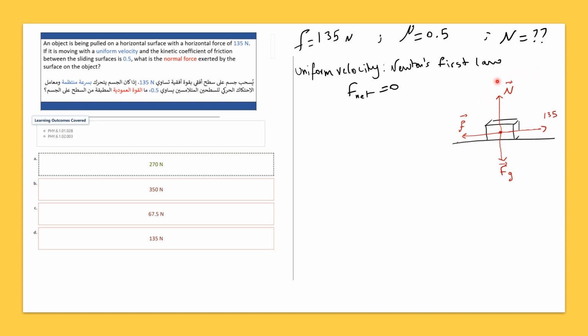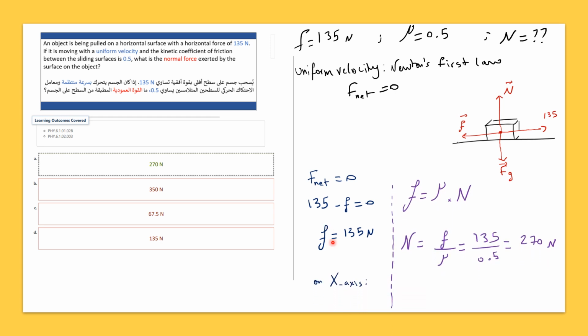And that's what they are asking to find. So by applying Newton's first law on the x-axis, we can say that F net is equal to 0. Okay, that's respecting the x-axis. So here we have 135 minus the force of friction, because it's backward, equal to 0. So we can say that force of friction is equal to 135 Newton also.